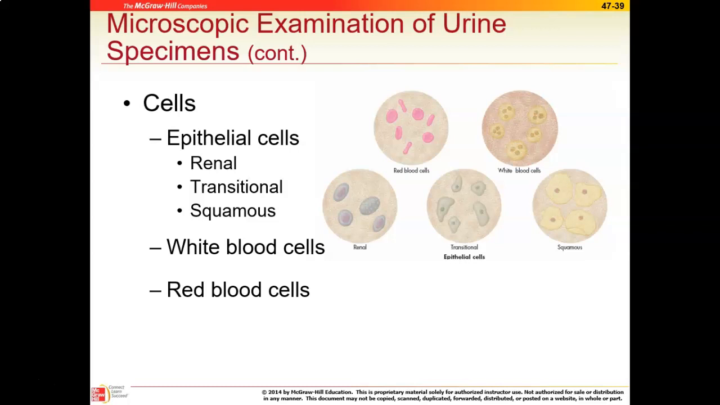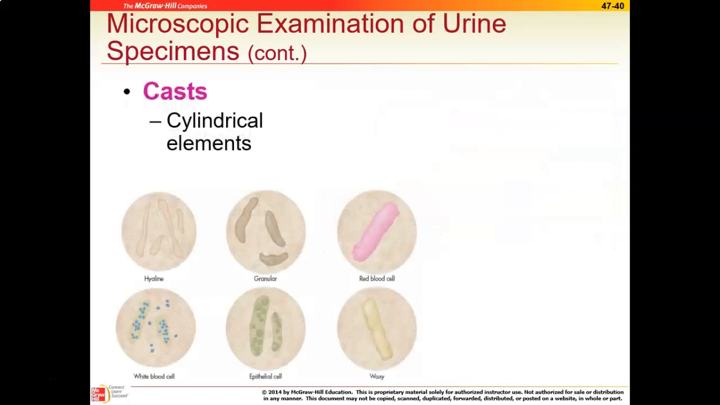Renal and transitional cells do happen occasionally. Most of the time you're going to see squamous. Transitional cells are actually from the bladder or the urethra. They're the stretchy cells that make up the bladder. Renal cells might be there, but those are from the kidney, and usually you're not going to see those.